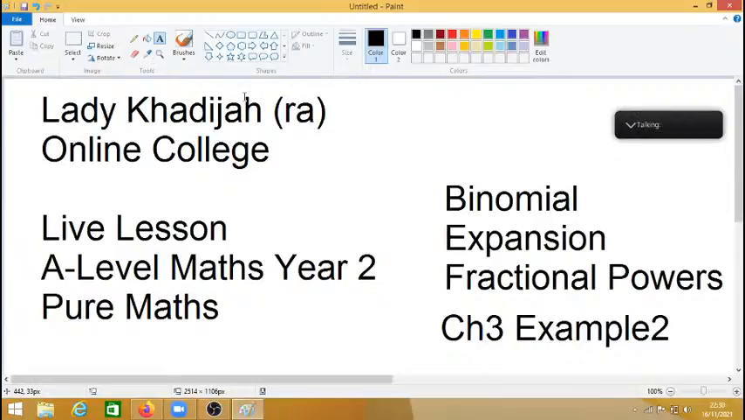Live lesson, A-level maths, year 2, pure maths. Today we're looking at continuing from the last lesson and doing binomial expansion, but this time with fractional powers. Yesterday we did a power which was a negative whole number. So now we're looking at fractional powers. If you're following through with the book, it's the Edexcel Pearson textbook, chapter 3, example 2.